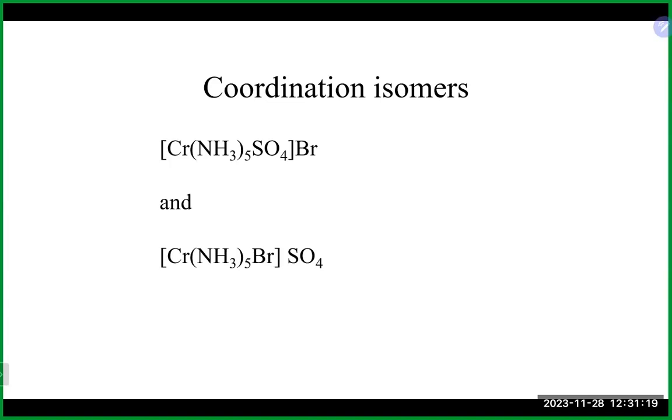So we'll take a look at some. First off, we'll take a look at coordination isomers. So here are our 2 coordination compounds, and that is our complex ion part. And obviously in this case, each of these are our counter ions.